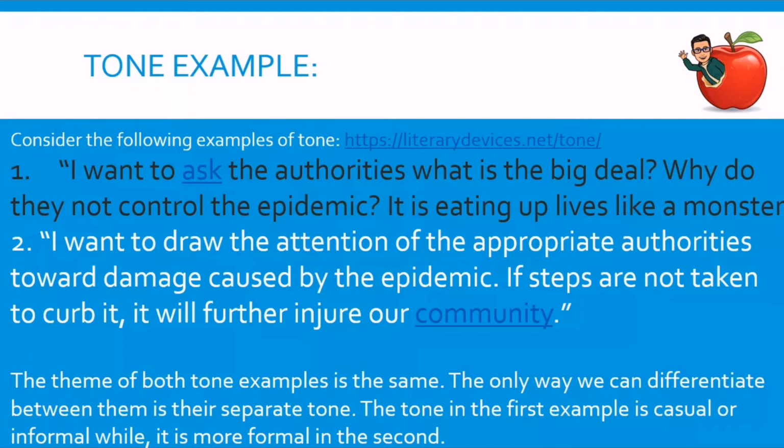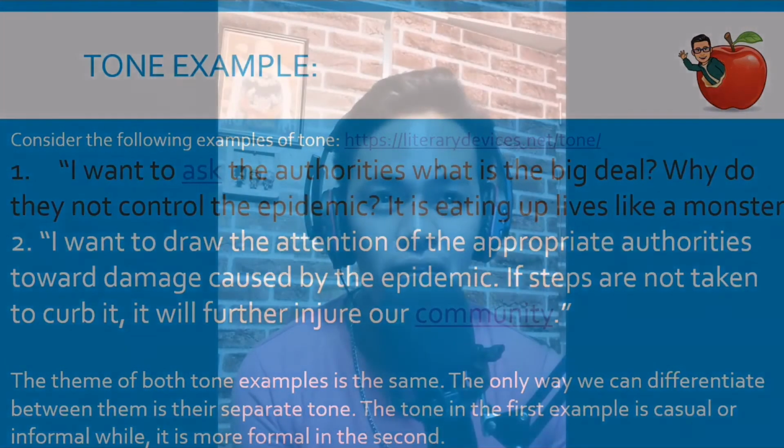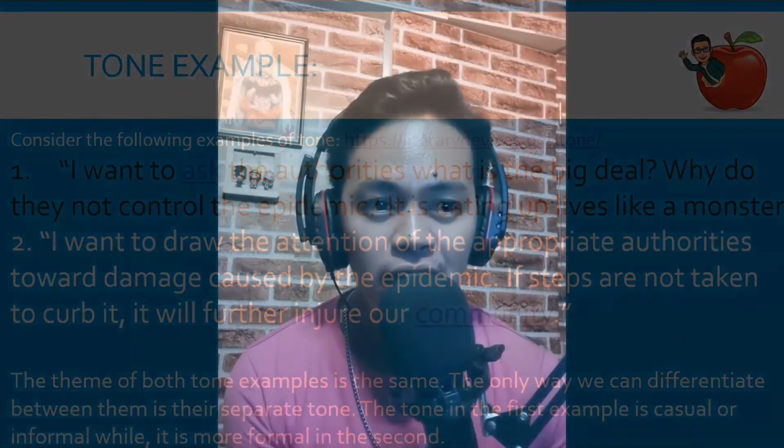Okay, understood? So the tone talks about the attitude of the writer towards the subject. So that is the tone. Okay, do you understand, children? Okay, very good. So next, we will proceed to the mood.